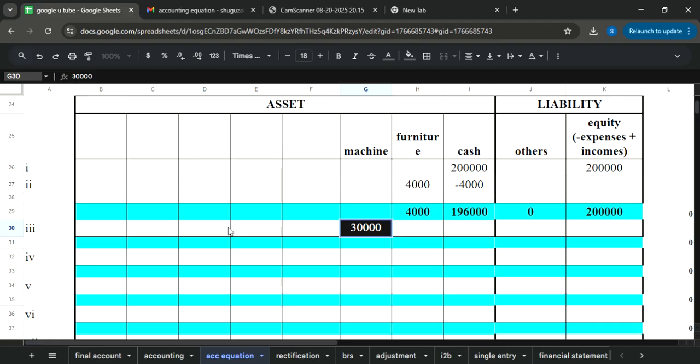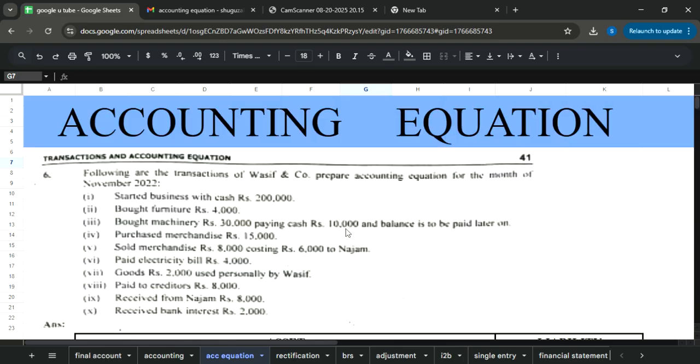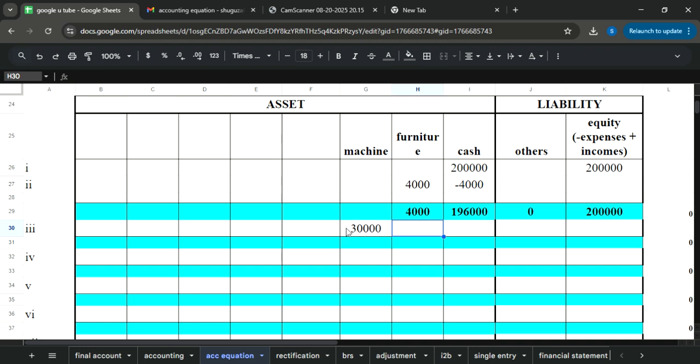On the other hand, as in the entry, 10,000 is paid. So decrease in cash 10,000. And what else? The total value of the machine is 30,000. You have paid 10,000. The remaining 20,000 is your liability. So you will increase your liability because it's a burden. You will have to pay it.